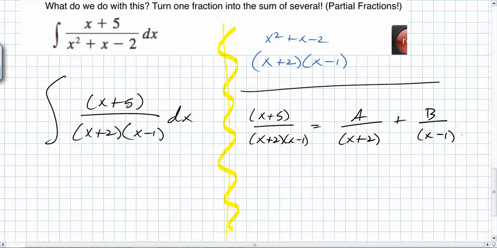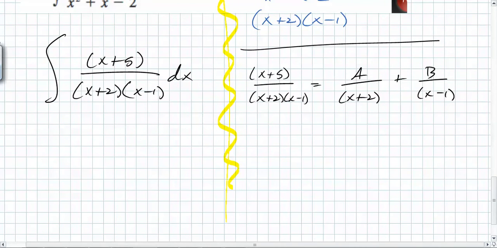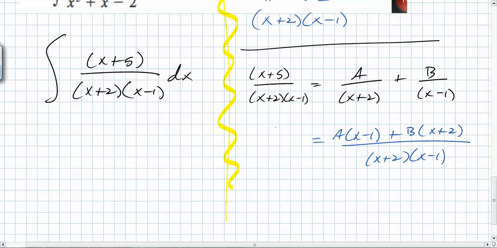How do you go about finding what a and b are? So how did you go about it when you were trying to solve this? What did you do? You tried to add the fractions together, right? So you know that it's a times x minus 1 plus b times x plus 2, all over x plus 2 times x minus 1, right?